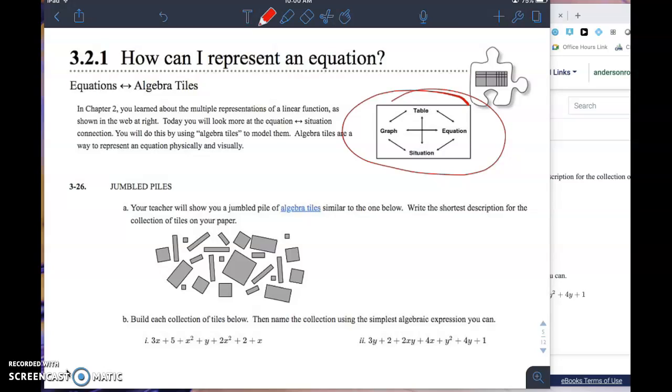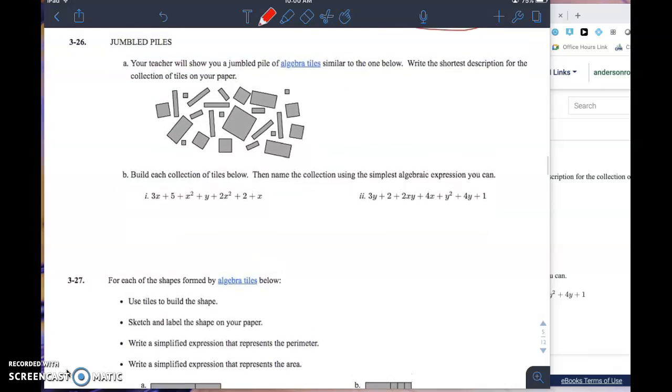we are going to be using algebra tiles. I'm going to start off with problem 3-26 today, and because we're not in person, because we're delivering this at a distance, I'm going to move to problem B. And the directions or the prompt says, hey, build the collection of algebra tiles, then name the collection using the simplest algebraic expression that you can. Really, what this is saying is, will you combine like terms? That's what we're going to do.